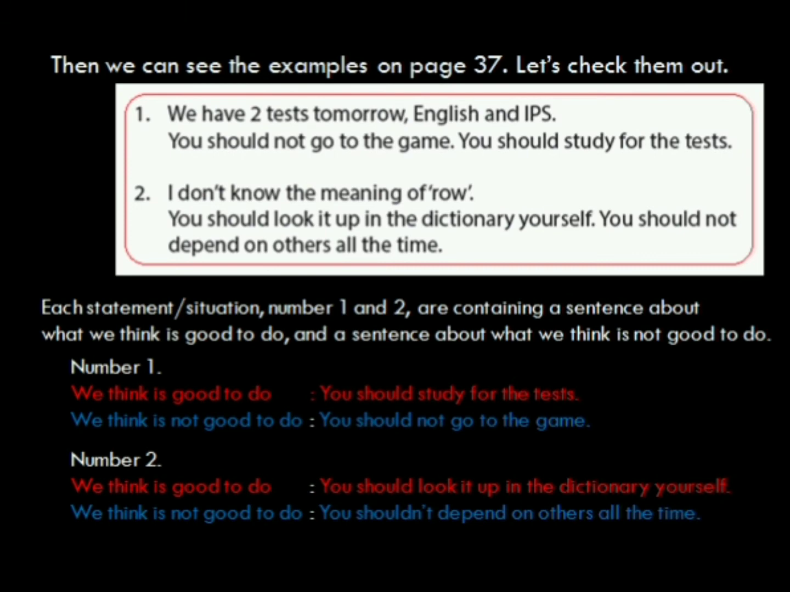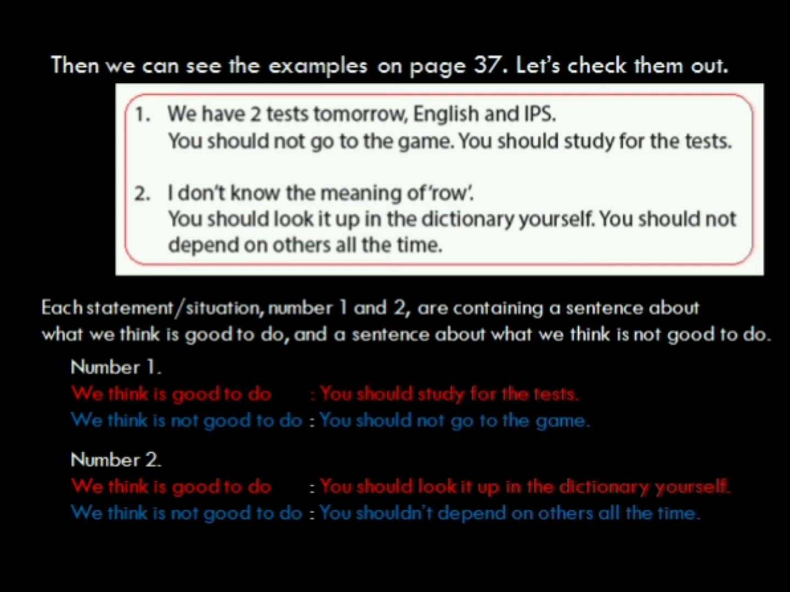Let's check them out. We have two tests tomorrow, English and EPS. For this situation, you can give advice like this. You should not go to the game. You should study for the test. I don't know the meaning of row, and for this situation, you can give advice like this. You should look it up in the dictionary yourself. You should not depend on others all the time.